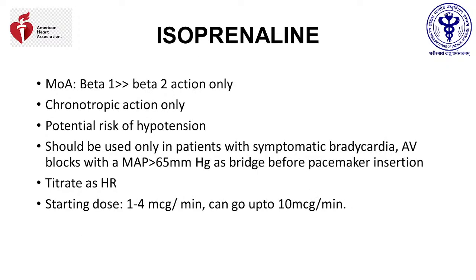Isoprenaline, beta 1 action more than beta 2, chronotropic action only, potential risk for hypotension. So basically not for cardiogenic shock patients, but to be used for patients with symptomatic bradycardia. I covered it for completion's sake. And AV block when you have a MAP more than 65. Titrate based on the heart rate of the patient. Starting dose is 1 to 4 mics per minute, can go up to 10 mics per minute.